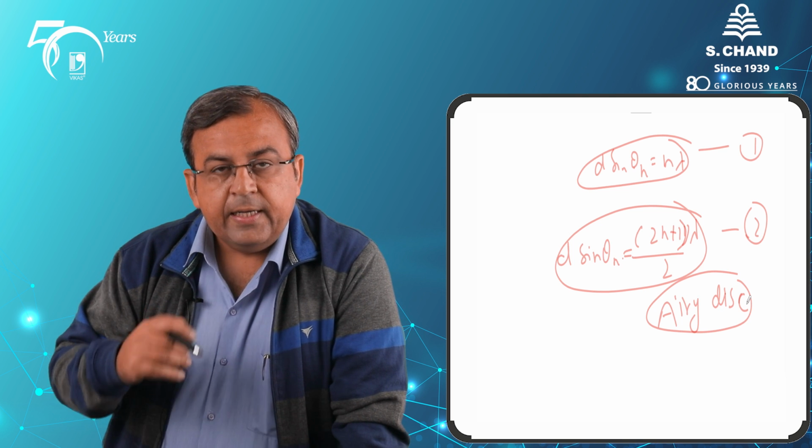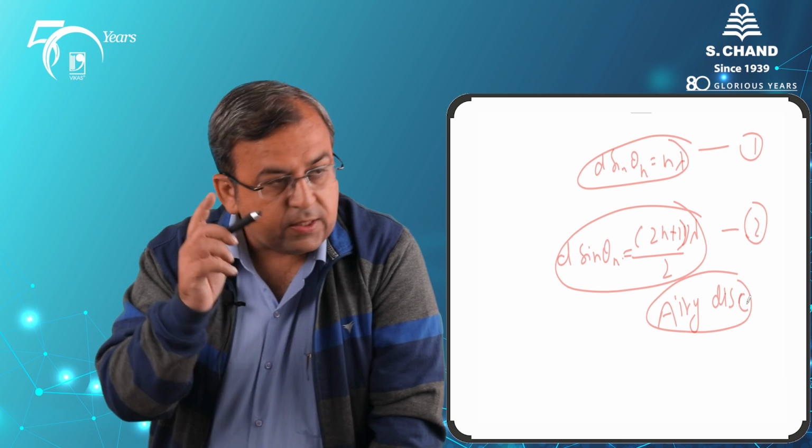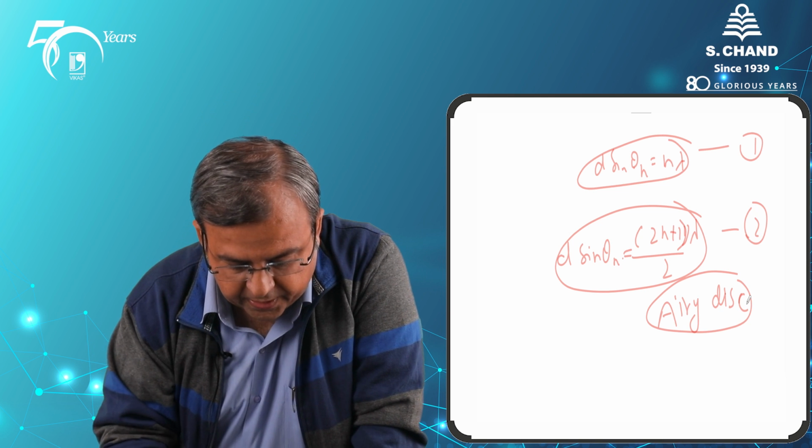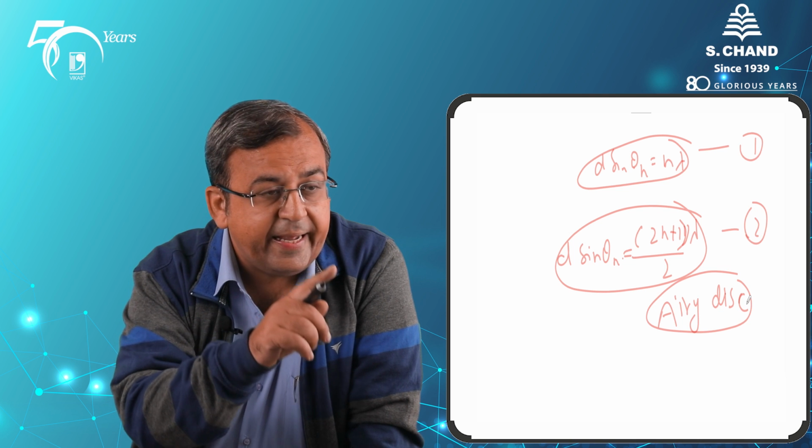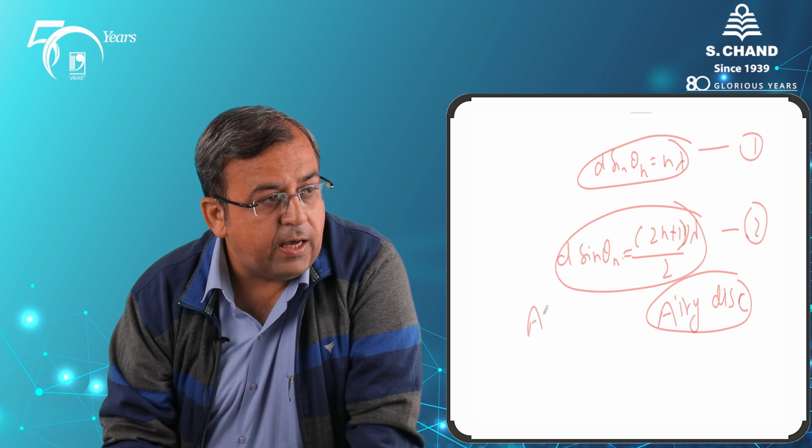So what we got is that the diffraction pattern due to a circular aperture consists of a central disc, which we discussed as the Airy disc before the break. It will be surrounded by dark and bright concentric rings. Concentric means the center is the same, but we observe dark and bright rings. What are these rings called? They are called Airy rings, right?